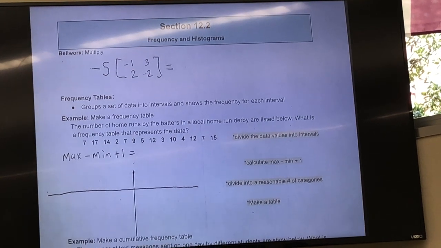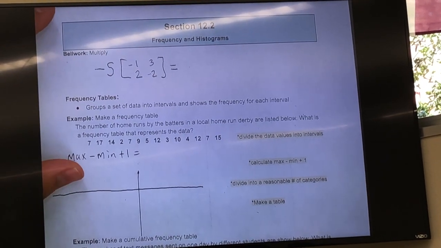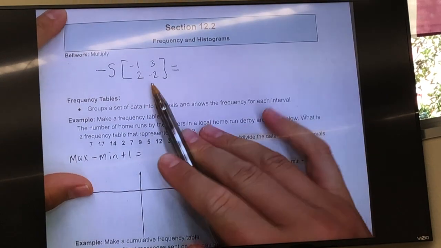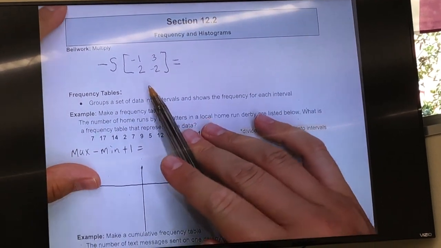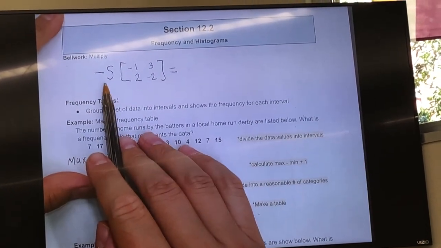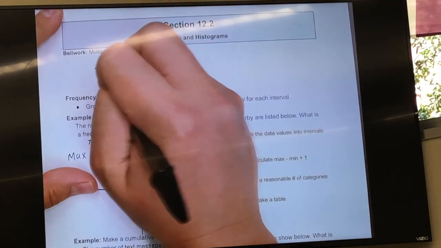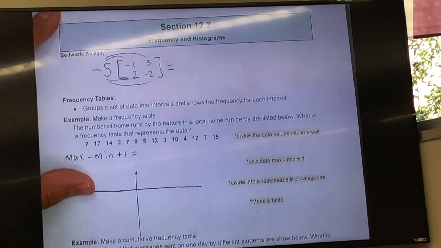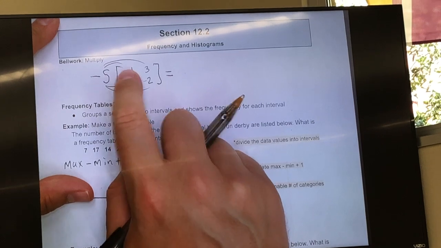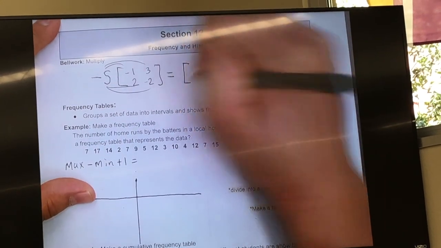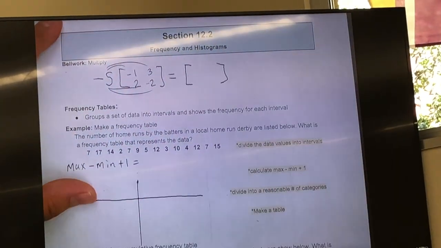All right, guys, we're doing 12.2, frequency and histograms. So to review 12.1 that Miss May taught you, remember this is a scalar. It's going to multiply essentially to all four parts. Since we have a 2 by 2, our results will also be a 2 by 2.